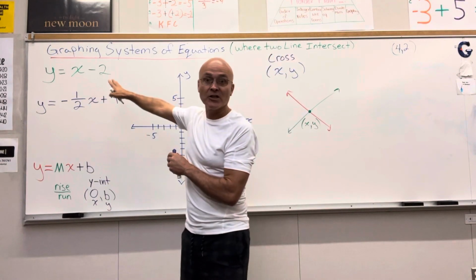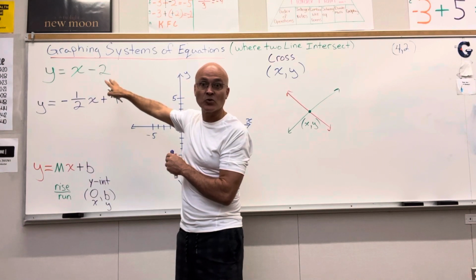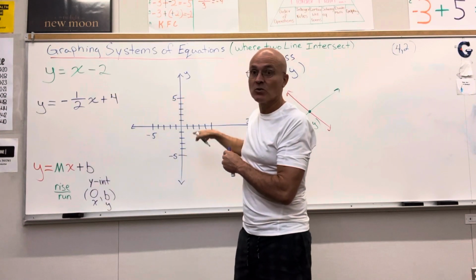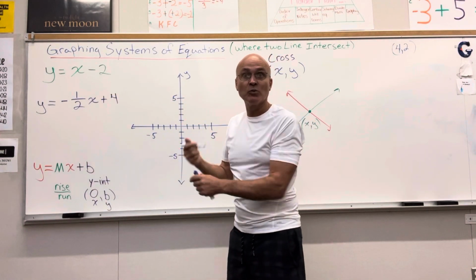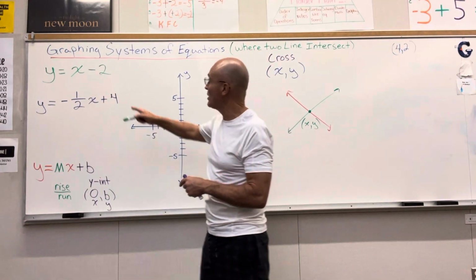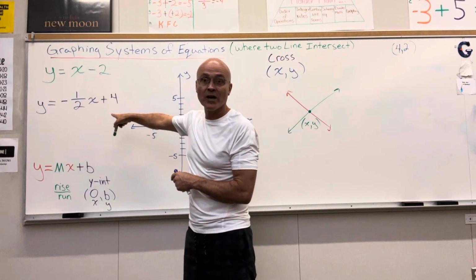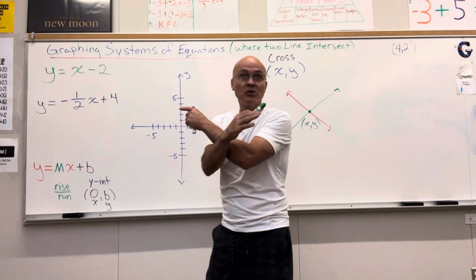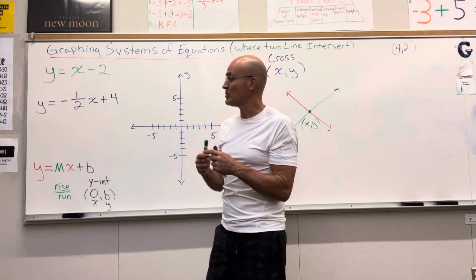Because we already taught you guys how to use these shortcuts to graph, I'm going to slap these two lines on here, and we're going to find where the two points cross. Real easy. So I'm going to graph the green line, and I'm going to graph the purple line. And we're going to see where the two lines cross. That's a system of equations.